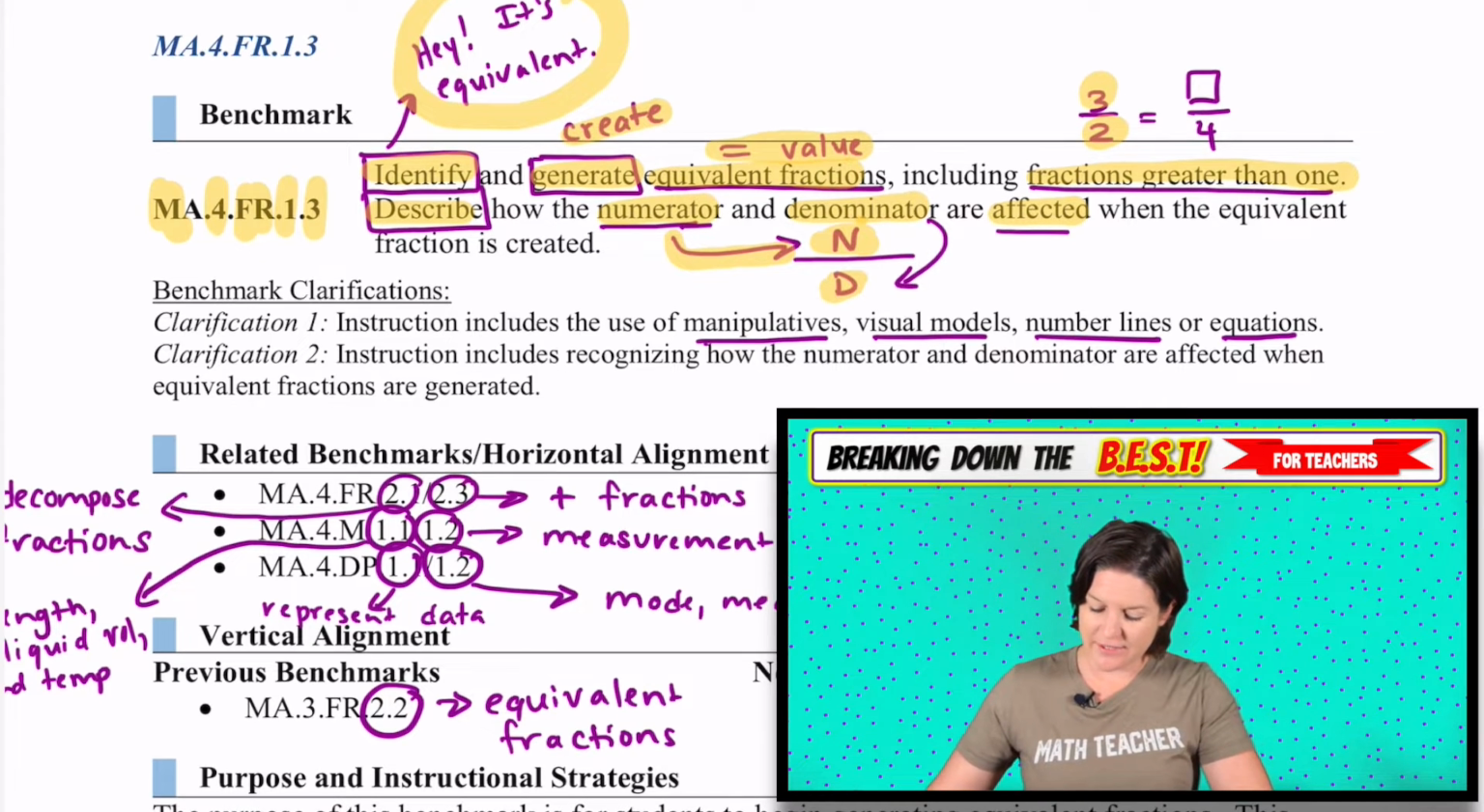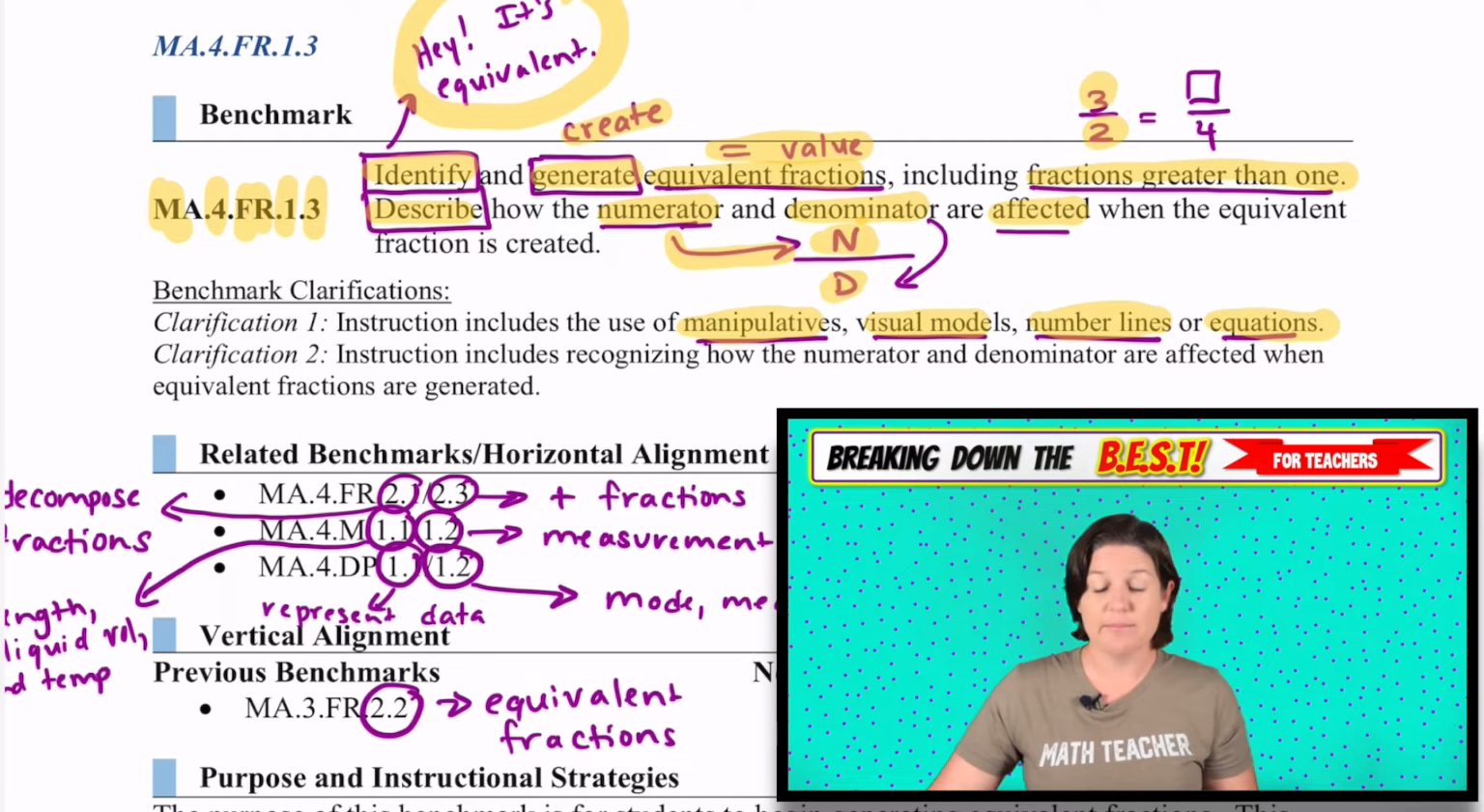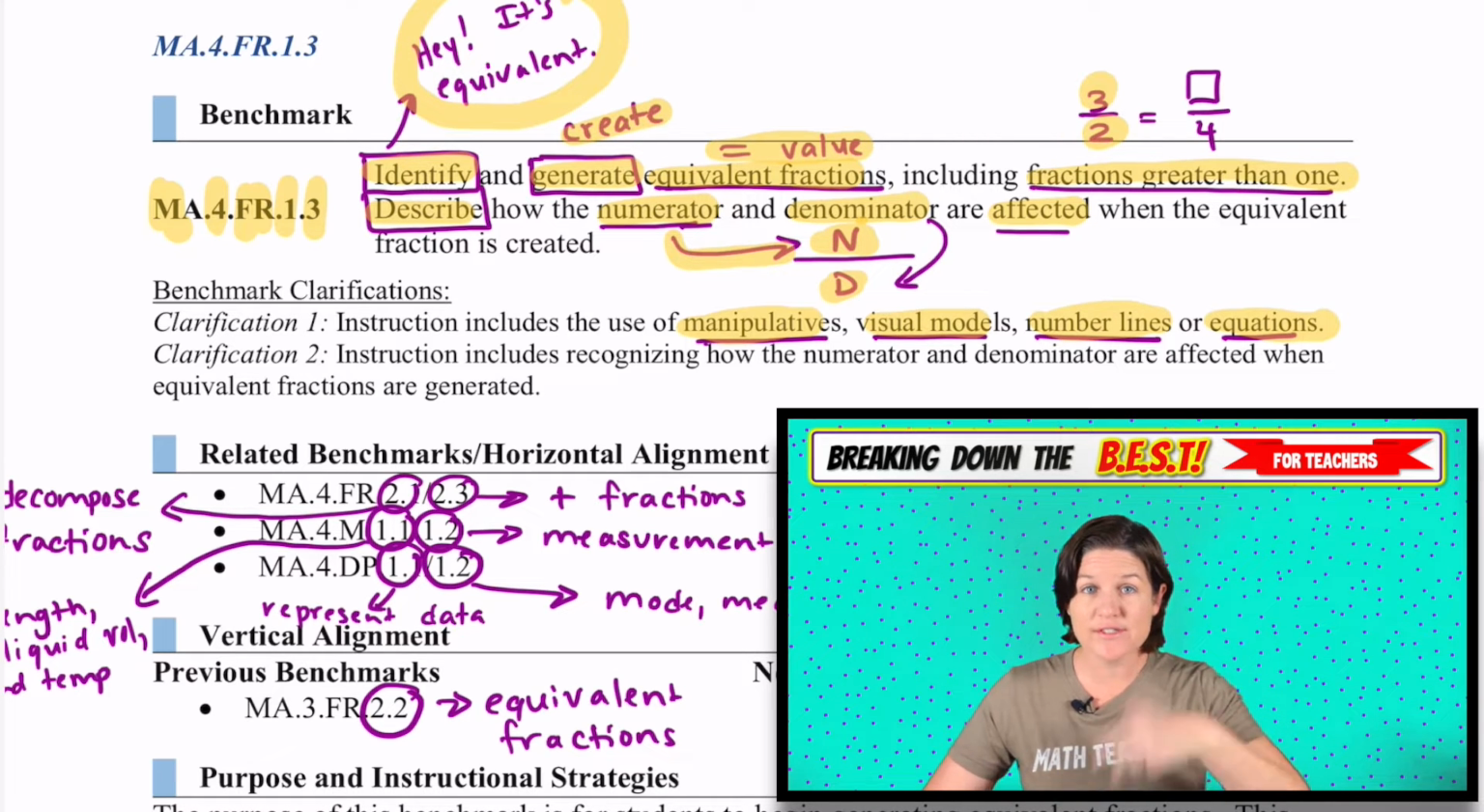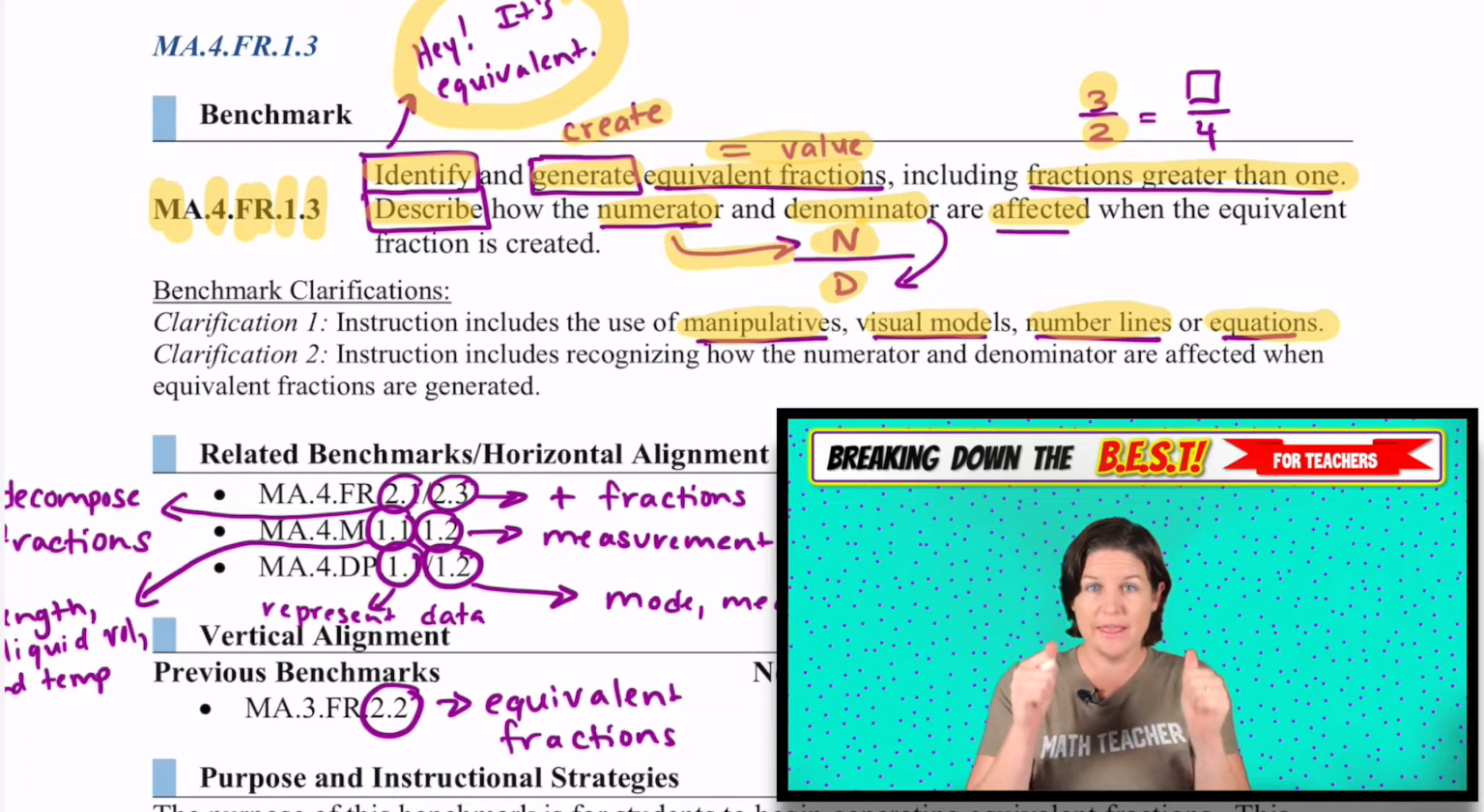All right, let's get to the clarifications. It says that instruction includes the use of manipulatives, visual models, number lines, and equations. In Taking on the B.E.S.T, we will focus mainly on the visual models, number lines, and the equations. However, I do totally recommend that if you have manipulatives for fractions, break them out. The more that they can see it and play with it, the better.